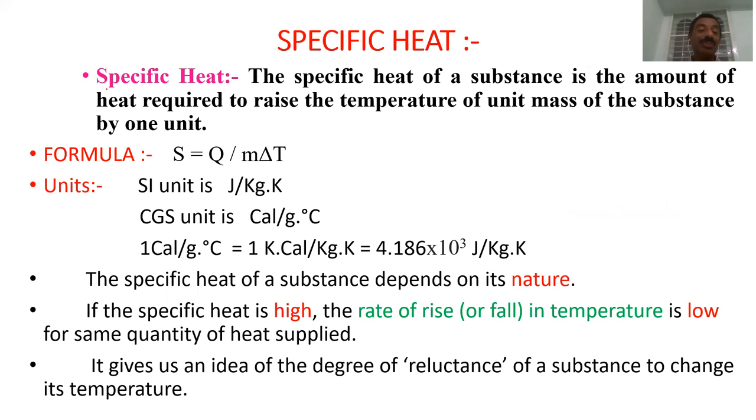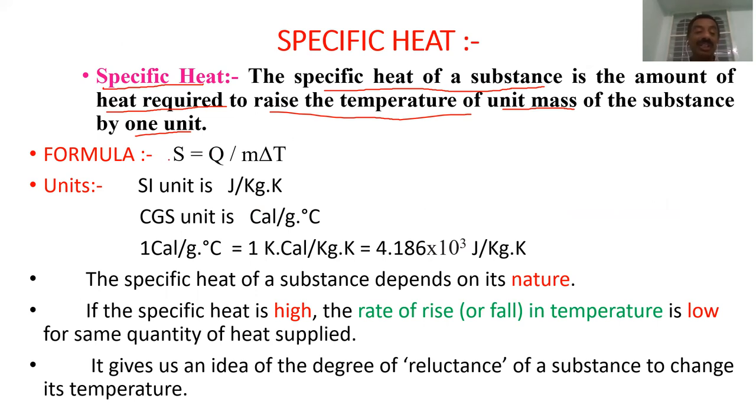Next definition is specific heat. What is specific heat? Specific heat of a substance is the amount of heat required to raise the temperature of unit mass of the substance by 1 unit. So that is how we define specific heat.